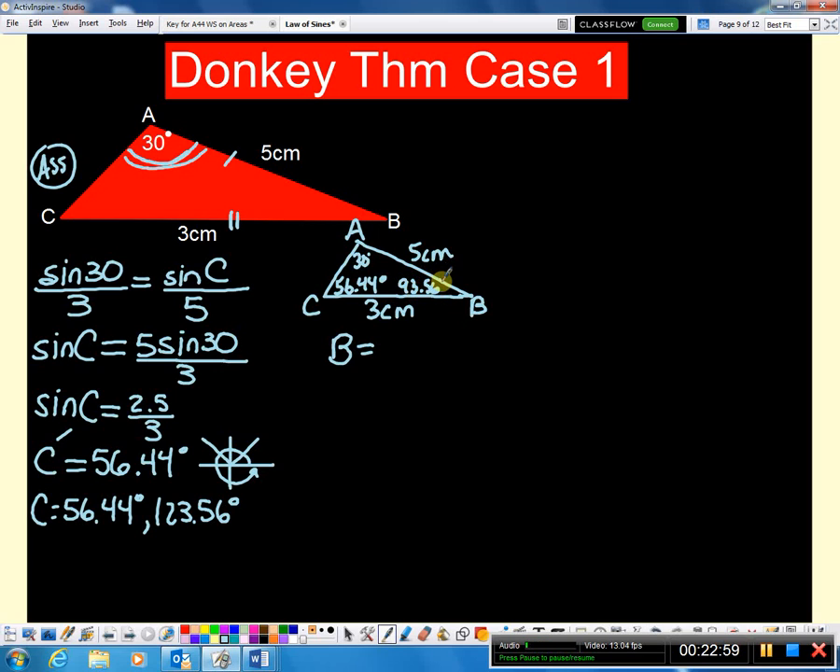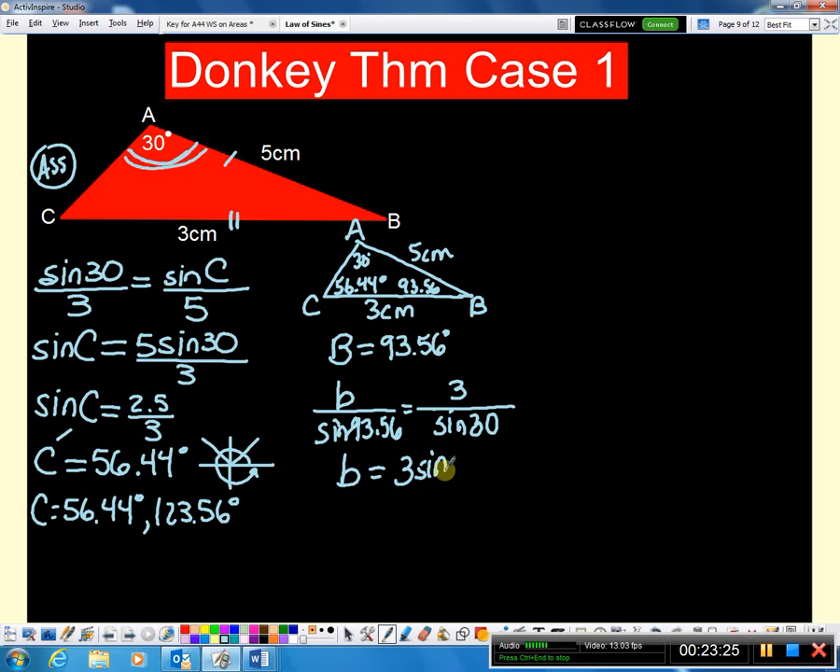And then, remember to give me the answer in the answer space. Then I could say, okay, well, I need side little b. I'm going to put it opposite the sine of 93.56. I've got 3, and I'm going to put it opposite sine 30. I'll just use the given. I'll isolate b and say b is 3 times the sine of 93.56 over sine 30. Sorry, that previous step looks kind of like hieroglyphics where I wrote sine 93.56 over sine 30.